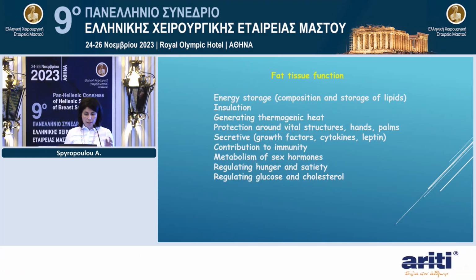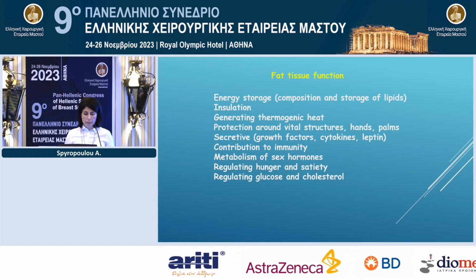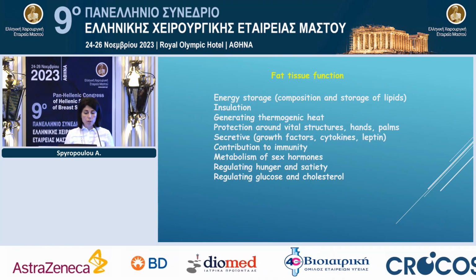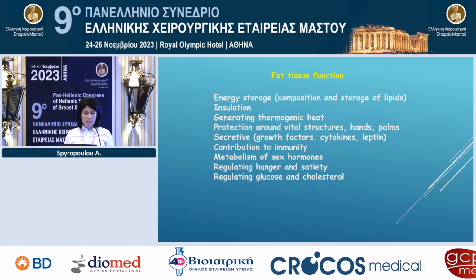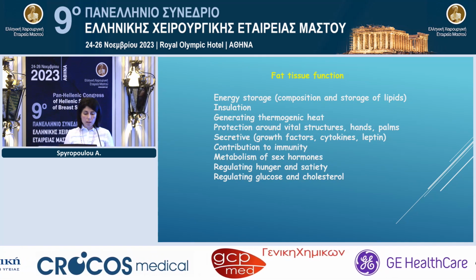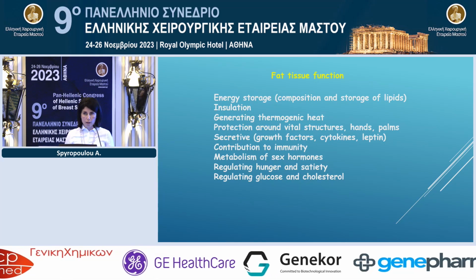Fat tissue has several functions: energy storage, the composition and storage of lipids, insulation and general thermogenic heat, protection around vital structures. It's the biggest secretory organ. It contributes to immunity. It metabolizes sex hormones and regulates hunger and satiety, glucose and cholesterol.